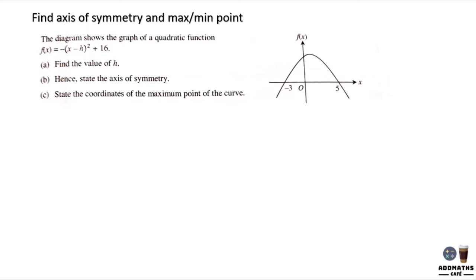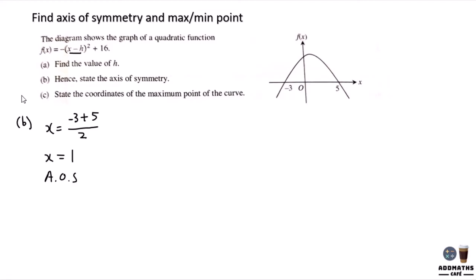Next, the question says that we have a diagram showing the graph of a quadratic function with this equation. To find the value of h, we know that the value of h is on the axis of symmetry. To find axis of symmetry, very easy, like what I say, axis of symmetry is the midpoint of two roots. So first we answer question B. We use the midpoint of two roots, negative 3 plus 5 divided by 2. Then you will get 1. So x equal to 1 is your axis of symmetry.